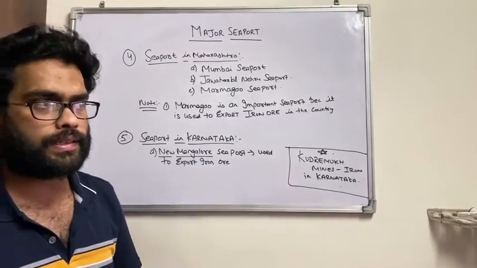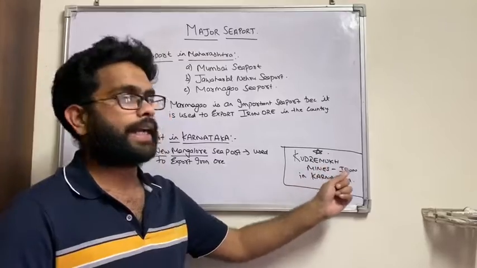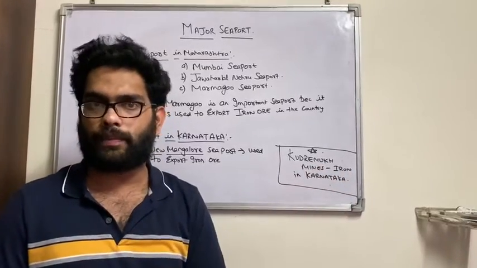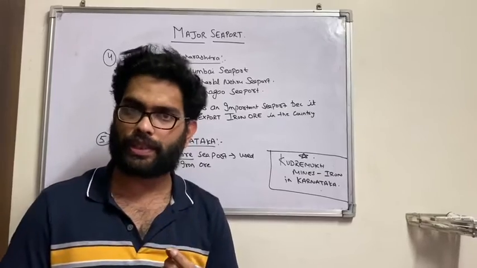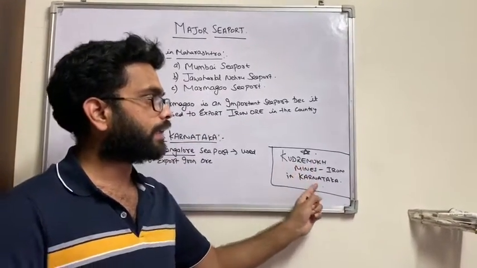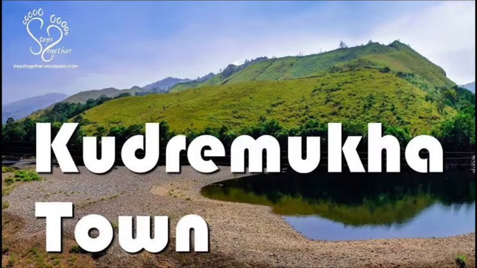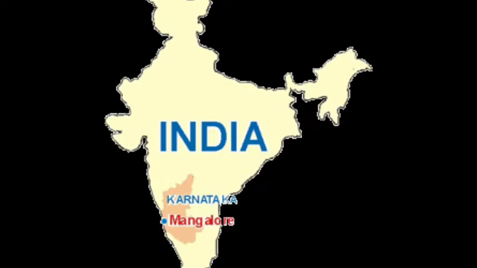Many industries need iron for their establishment. That is why iron and steel are called the backbone of industries. You should know this point. The Kudremukh mines in Karnataka are one of the important mines which give us iron. That is why the seaport New Mangalore in Karnataka is used to export iron ore.